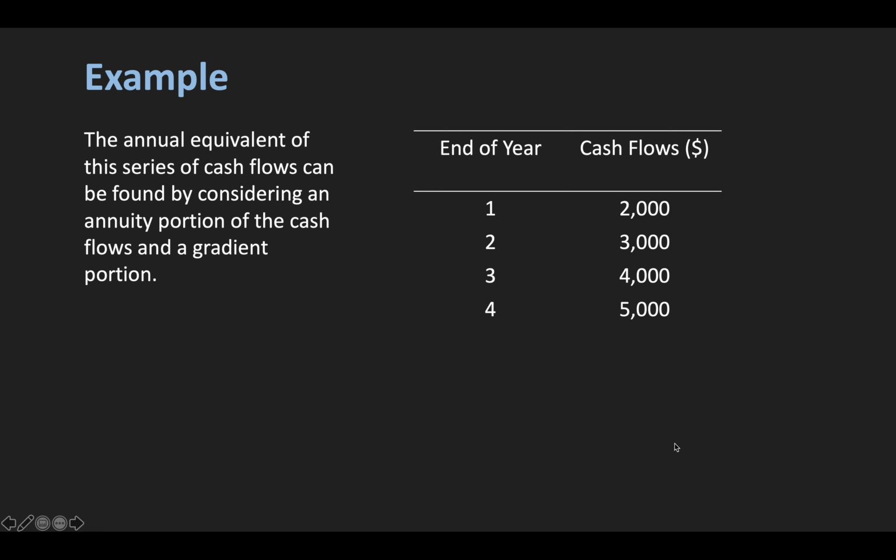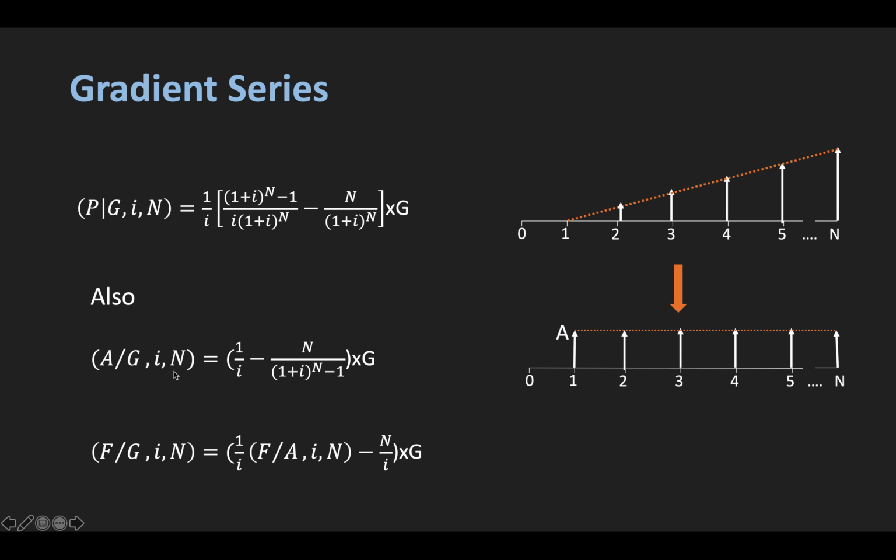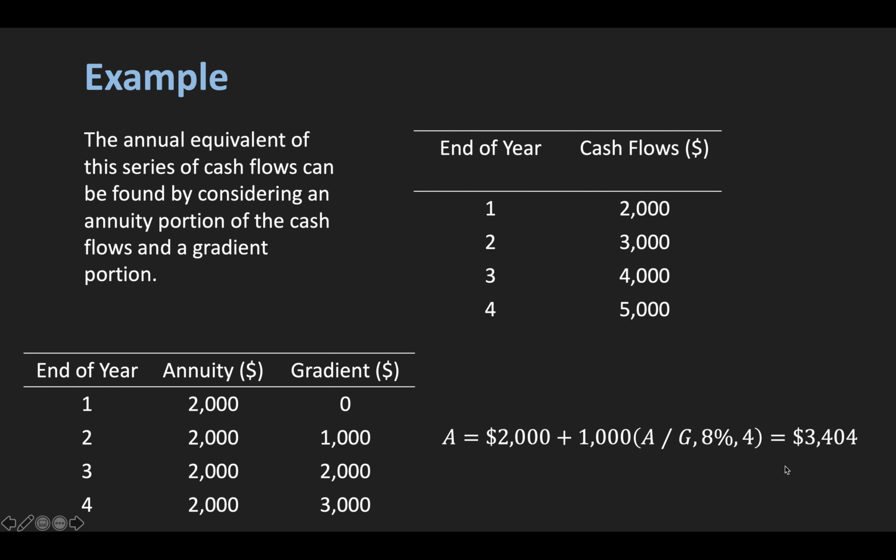We can use this formula to convert this to an N, right? So we can convert this to an N. Now, after we convert this, for each year, A equals 2,000 plus this value, which gives us $3,404, right? Then if we have A, we now know how to find the present value or the future value, depending on what is needed. So that's gradient cash flow.